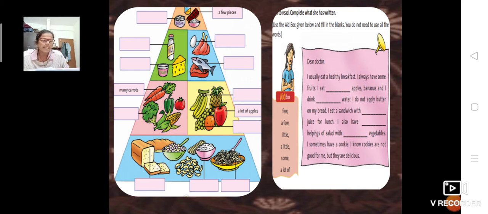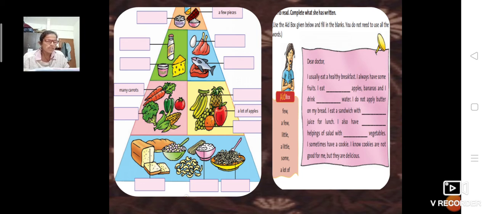Okay, now coming to the next page. Preet is suffering from a severe stomach ache. Her doctor has asked her to give him a detailed explanation of her eating routine. She is very busy today and cannot meet the doctor. So she goes to his clinic early and leaves a message for him to read. Complete what she has written. Use the 8 box below and fill in the blanks. You do not need to use all the words. Okay, it means it is not compulsory that we have to use every word in the blank.